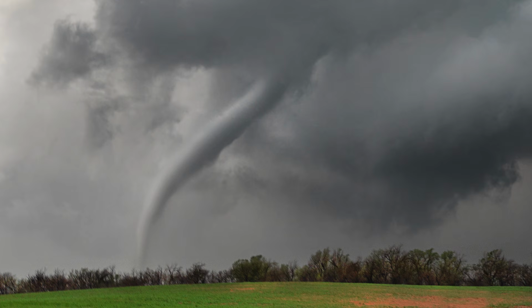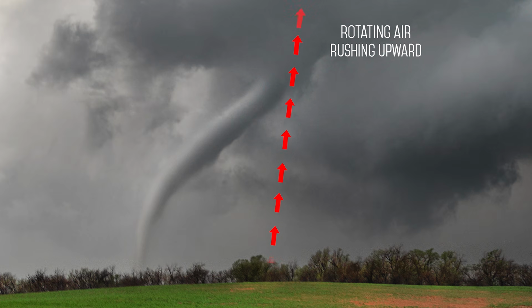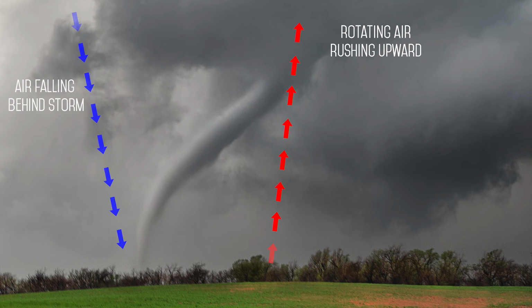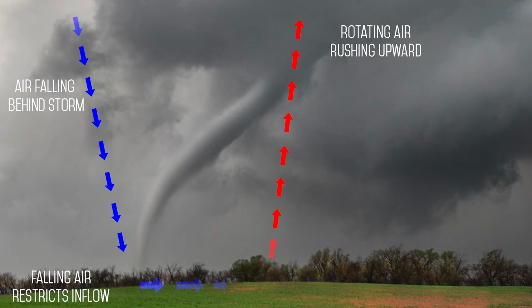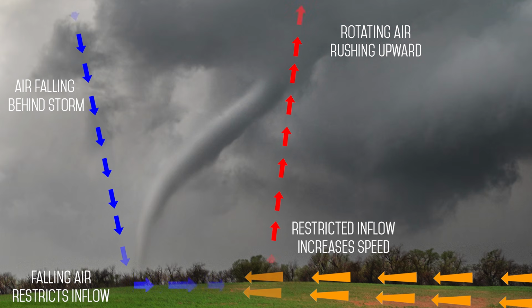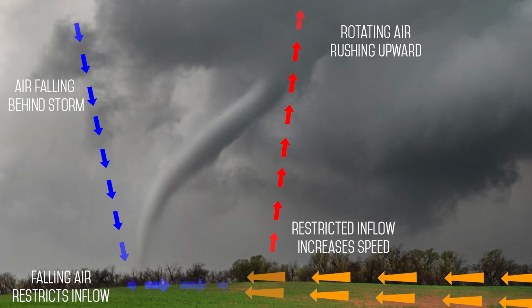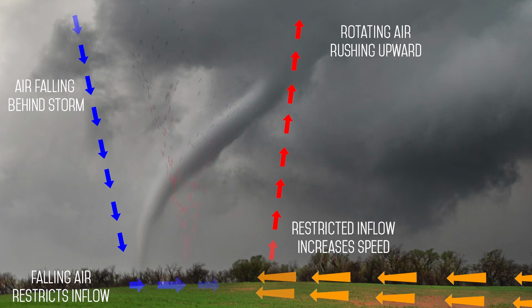For a tornado to develop, a rotating column of air rushing upward must be present. On the backside of the tornado, there needs to be an air mass falling. This air must be at a nearly perfect temperature. If it's too cold, it has the tendency to choke off the thunderstorm, because cold air stabilizes the atmosphere. This air flows out as it encounters the surface, restricting the inflow. When the inflow has a narrower path to go through, it becomes accelerated.